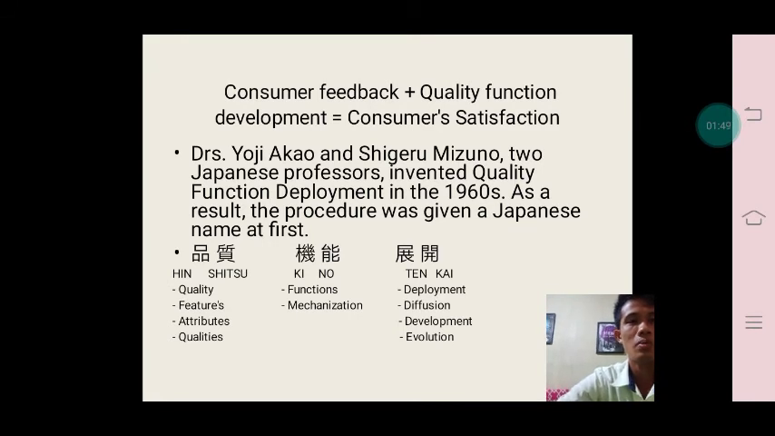Mizuno, two Japanese professors I said earlier, invented quality function deployment in the 1960s, and as a result the procedure was given a Japanese name at first, Hinshitsu, which focuses on quality features and attributes. Sa kaduha, Kino, functions or mechanizations. Tenkai, kay deployment, dispositions, developments, and evolutions.